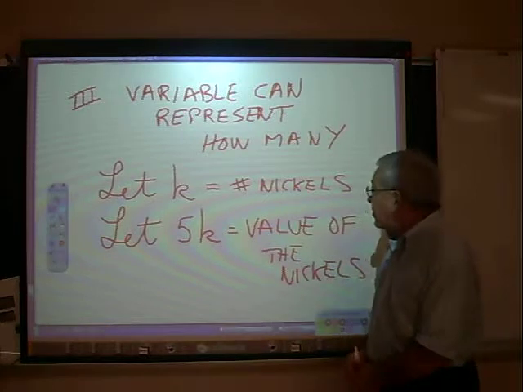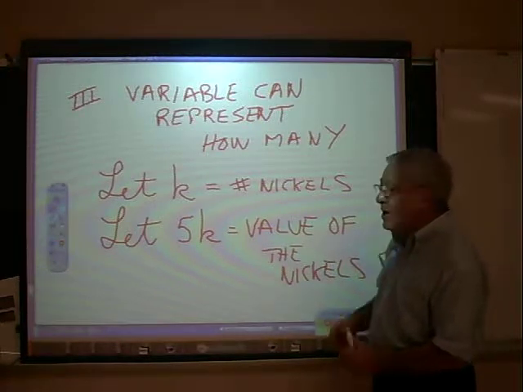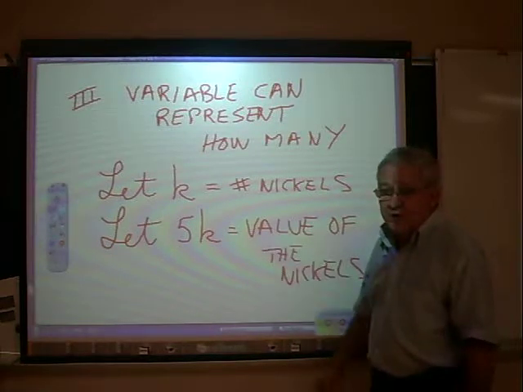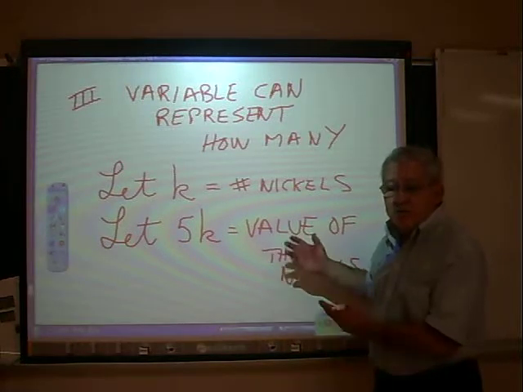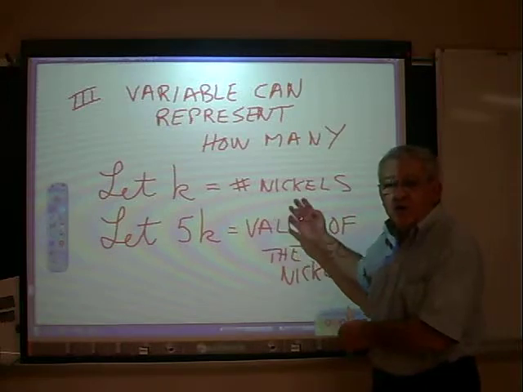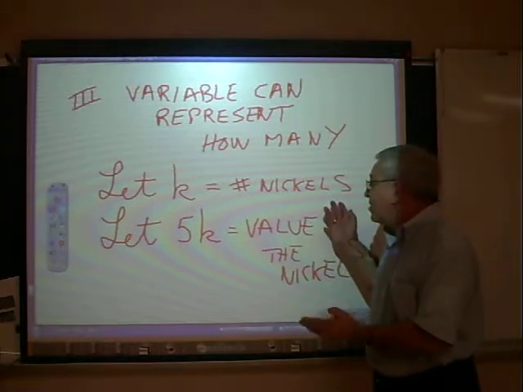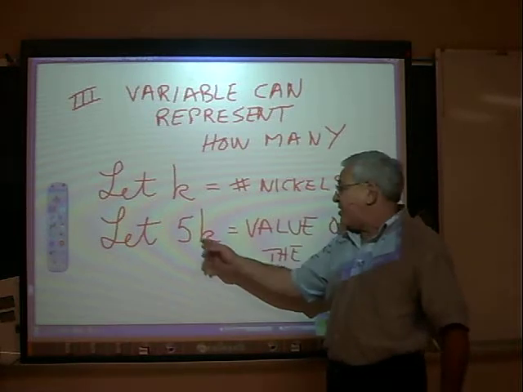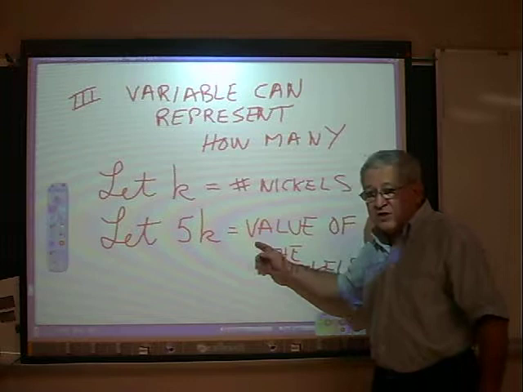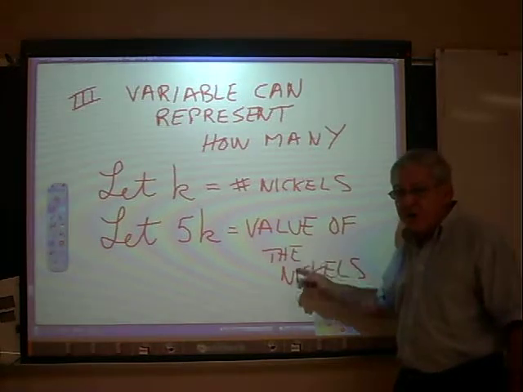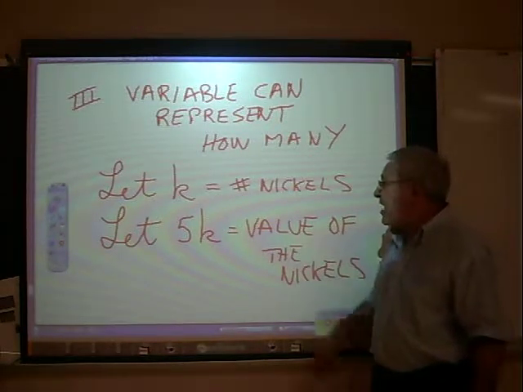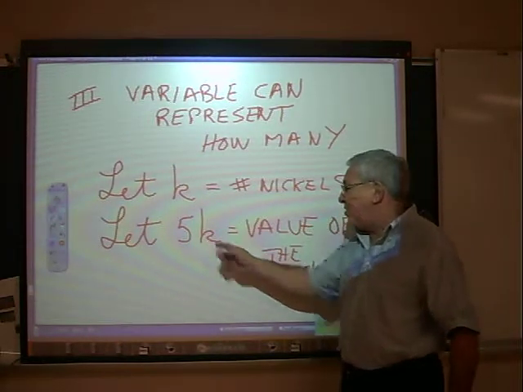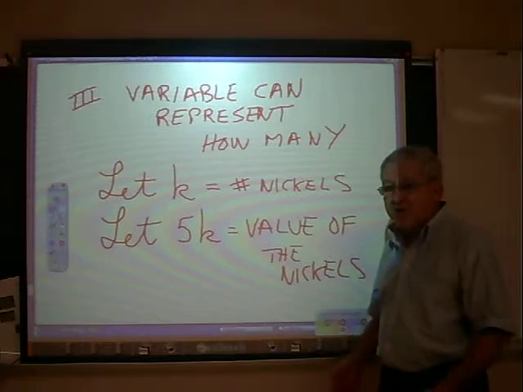Another way to think about variables is a variable can represent how many something is. So for instance, we have a problem where we let k represent the number of nickels that we have. Now, in that case, if k stood for the number of nickels we had, then 5 times k stands for the value of the nickels that we have. So if we had, say, 7 nickels, if k was 7, then 5 times 7, we'd have 35 cents.